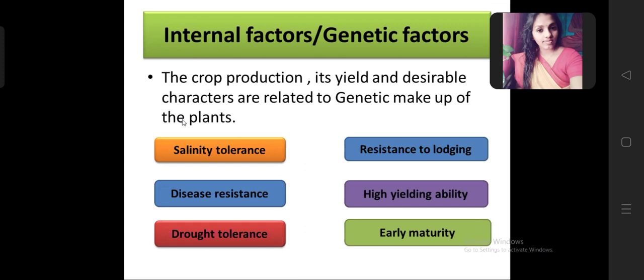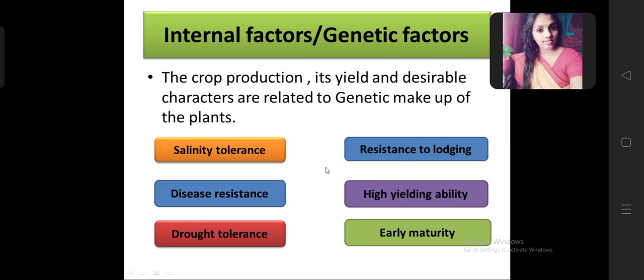Here you see the crop production and its yield, and desirable characters like the quality of the material and taste, are all related to the genetic makeup of the plant. Here we will discuss each topic in depth. The first one is salinity tolerance. In the case of mango rootstock, sapota rootstock, and orange, we use salinity tolerant rootstock for better crop production.